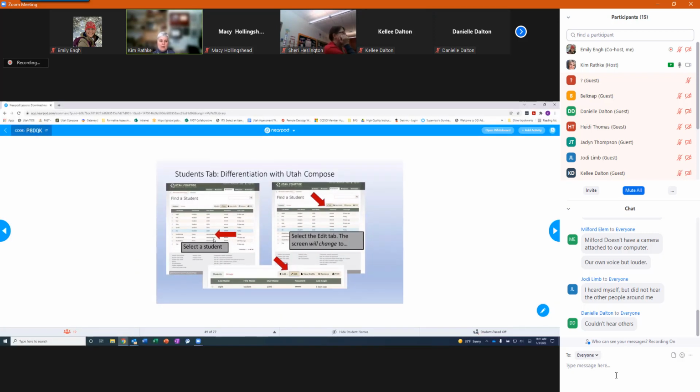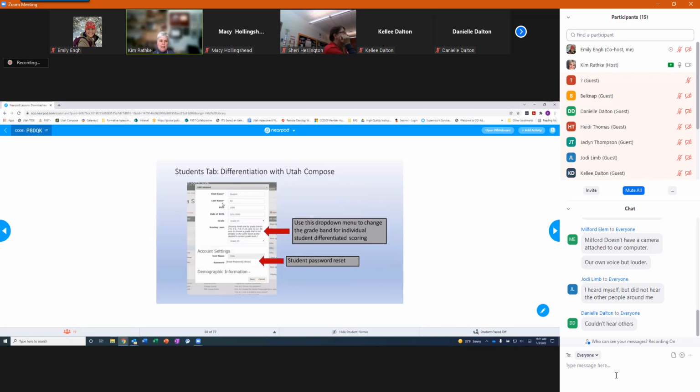It brings up a score, you select the student, you click edit. Sorry, I'm just showing you a lot of different ways because I'm going to send this to you so you can see it. And then you get a screen that looks just like this. You can change the scoring level. Here's the grade. You'll see the grade level that's assigned to the student. This is where you can change the scoring. This is where you can reset a student's password, all in the same place under the Students tab.